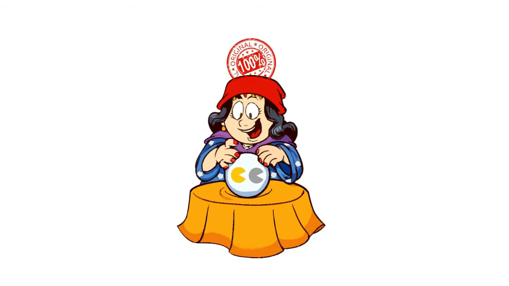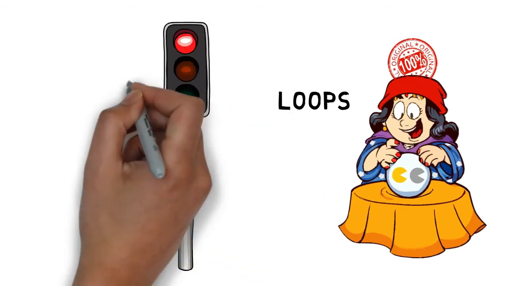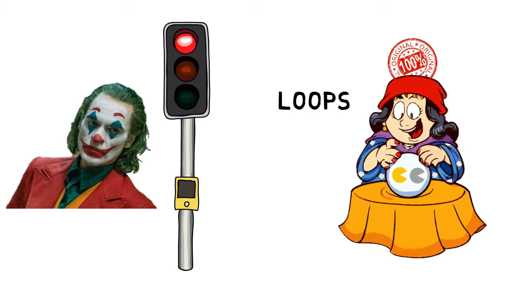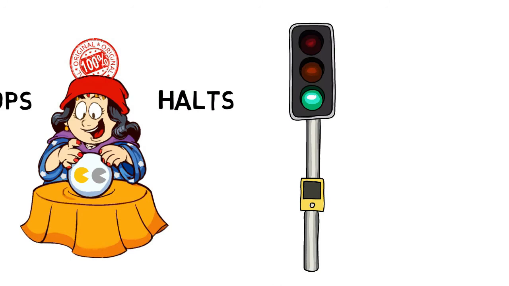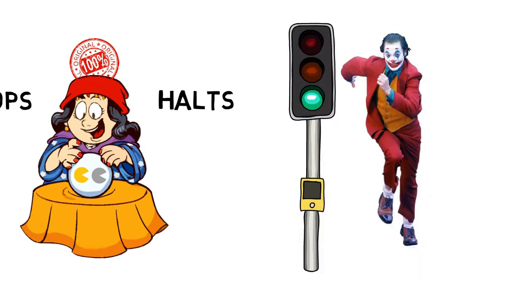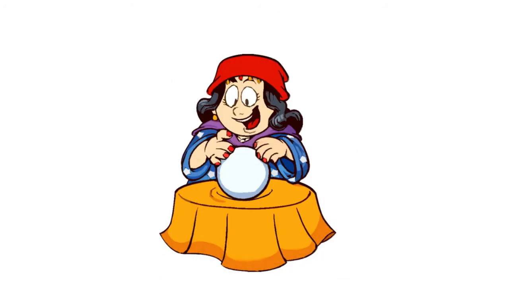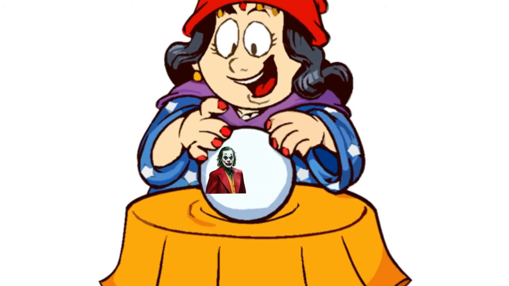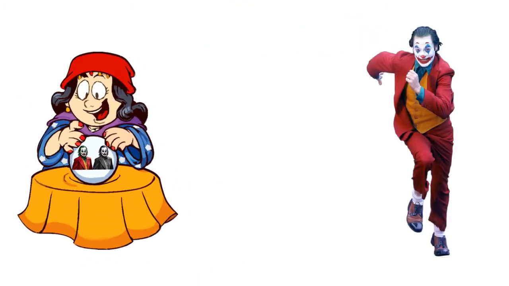Now the funny thing with the Joker is that when Claire decides that P loops, the Joker halts. And when Claire decides that P halts, the Joker loops. This behavior of our system leads us to an interesting question. Does the Joker given itself as input halt or loop?